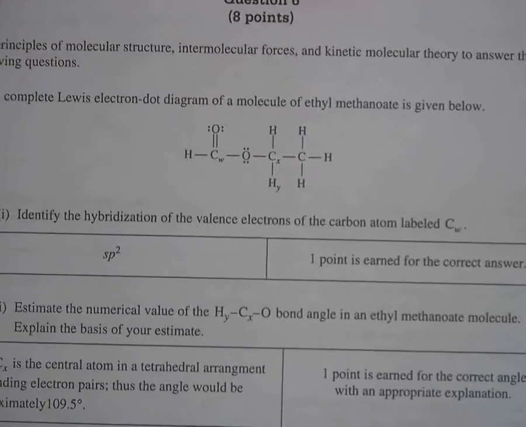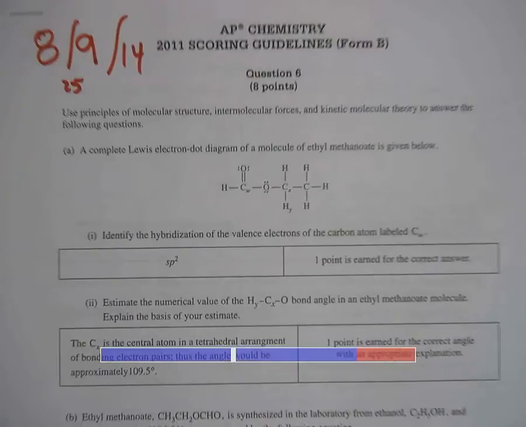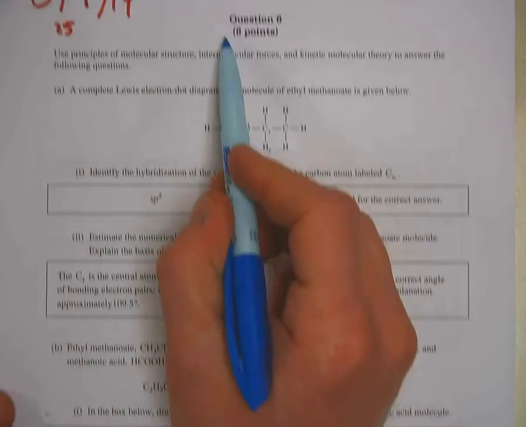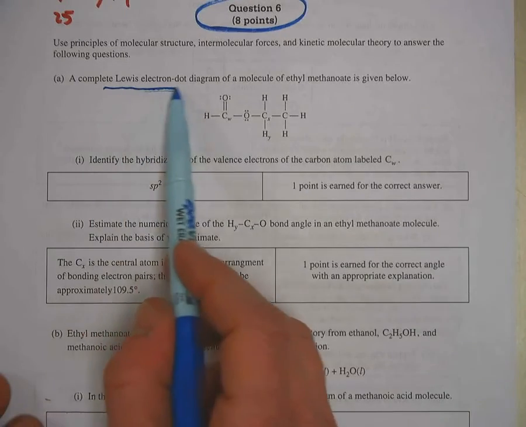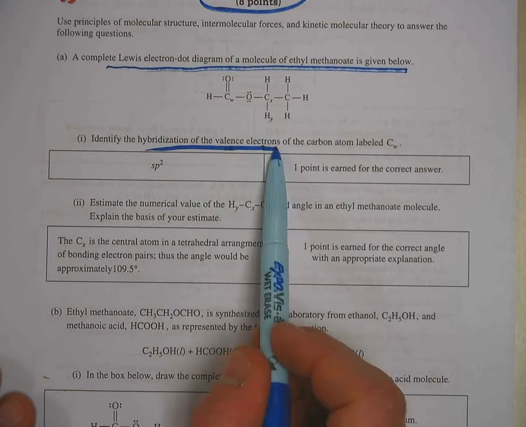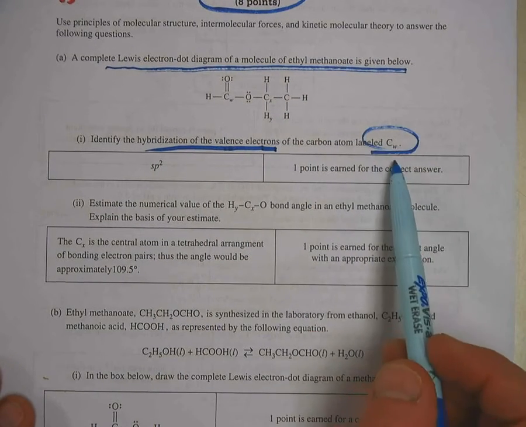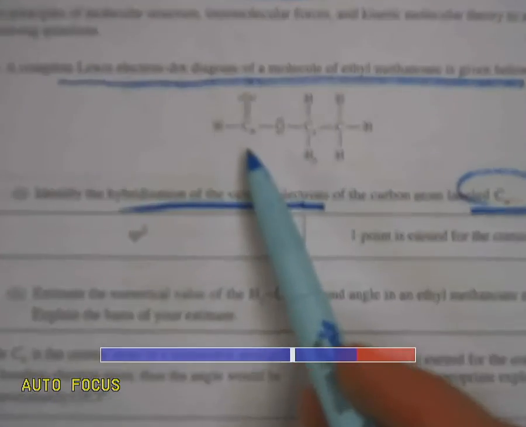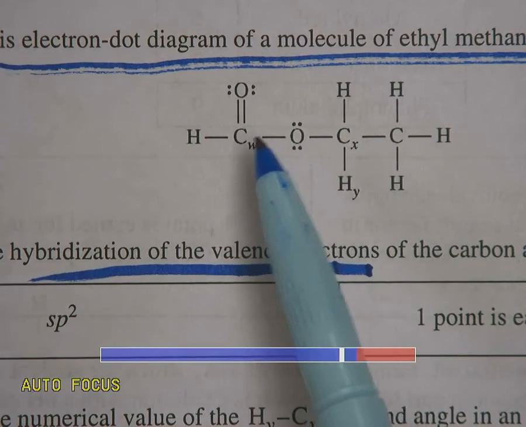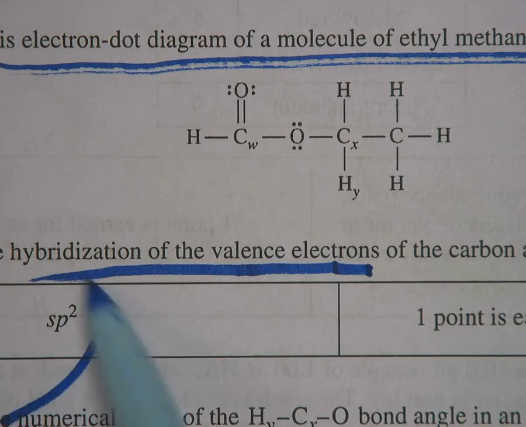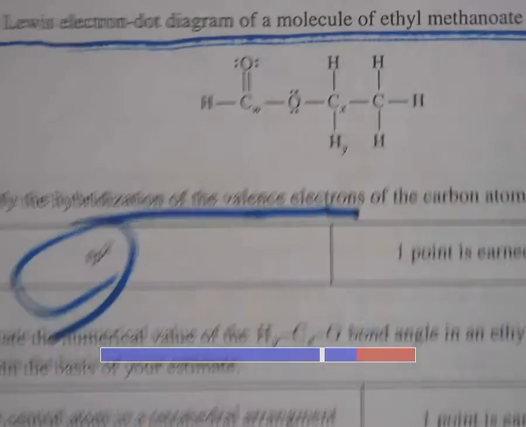Let's look at 2011 Form B. Yep, this was last year, or just a recent year in case you're watching this at a different time. 2011 question 6: complete the Lewis dot diagram of the molecule given below. Identify the hybridization of the valence electrons around the carbon labeled CW. So here's CW, and it wants to know the hybridization. We just did this. It would be sp2 hybridized, and lo and behold, yes, that's the answer.